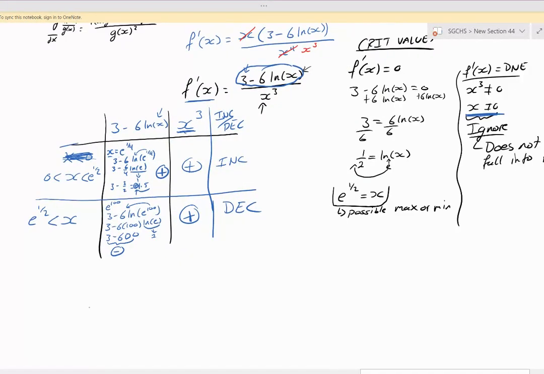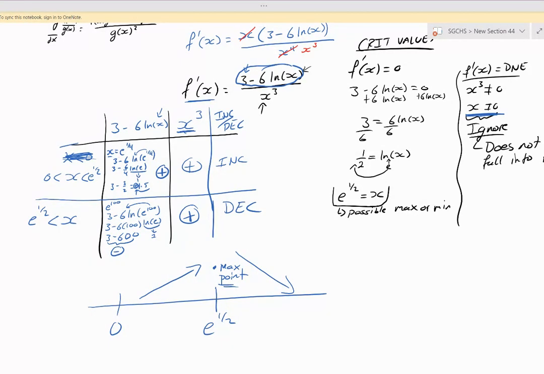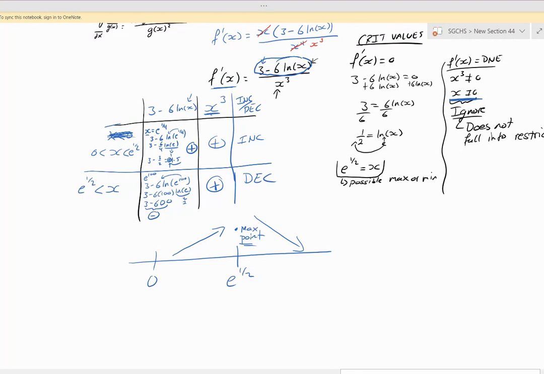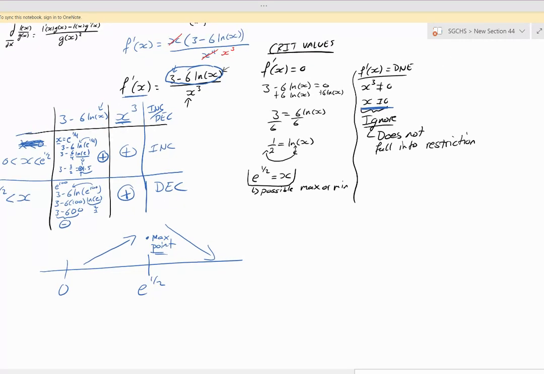So if we draw our number line here, x at e to the 1 over 2, and 0 here, between 0 and e to the 1/2, we are increasing, and then after, we are decreasing. So that means this is a maximum point. So that's how I prove and show my markers or people reading my work why this is a maximum point, and this is why I know it's a maximum point. Now we just need to figure out exactly where that maximum point is on our original function.